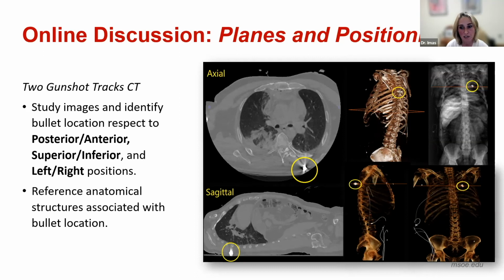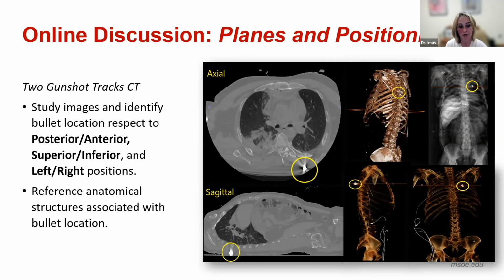And we're giving the students a set of images from that case, which are selected very specific ones. There's one axial CT, one sagittal CT, and four volume rendered representations with different filters and different orientations. Bullet is shown in yellow, and the students are asked to identify the bullet location with respect to the posterior, anterior, superior, inferior, left, right positions.